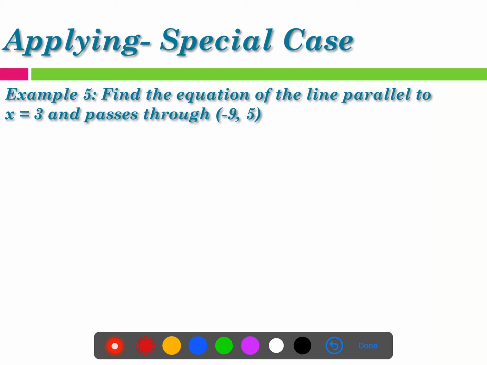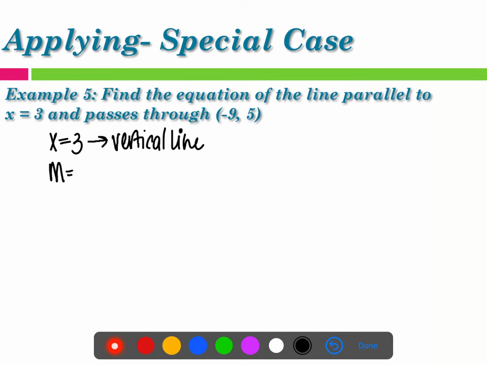We have two more problems, and they both happen to be special cases. So we know that our special cases typically involve horizontal and vertical lines. Okay, so write the equation of a line that's parallel to x equals 3. There we go, that's a special case line, and passes through the point of negative 9, 5. All right, so there's going to be a lot of thinking and not necessarily a lot of math in these special case problems. Okay, so x equals 3 is a vertical line.